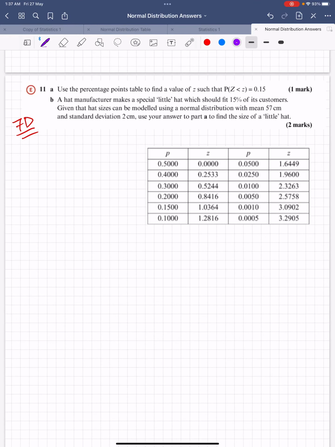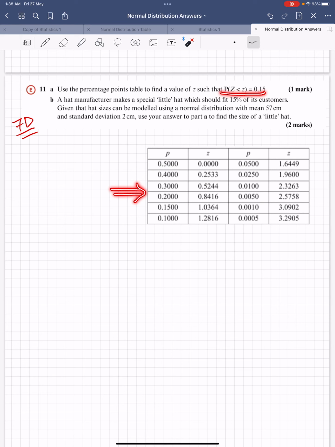Exercise 7D, question number 11. Use the percentage points table to find a value of z such that the probability less than z is 0.15. We need to use the percentage points table to find the probability less than a particular value of z. But the percentage points table always gives us a probability greater than a particular value of z.